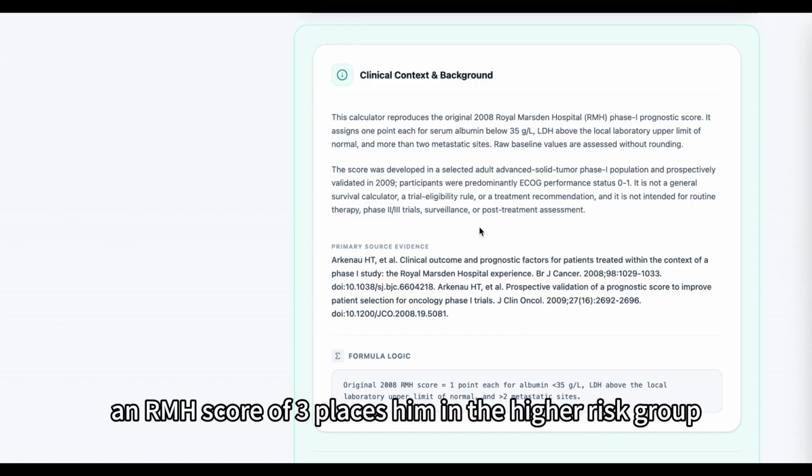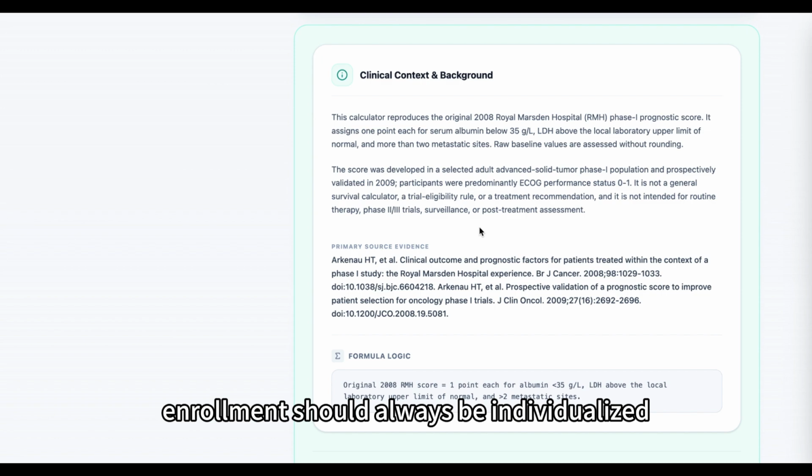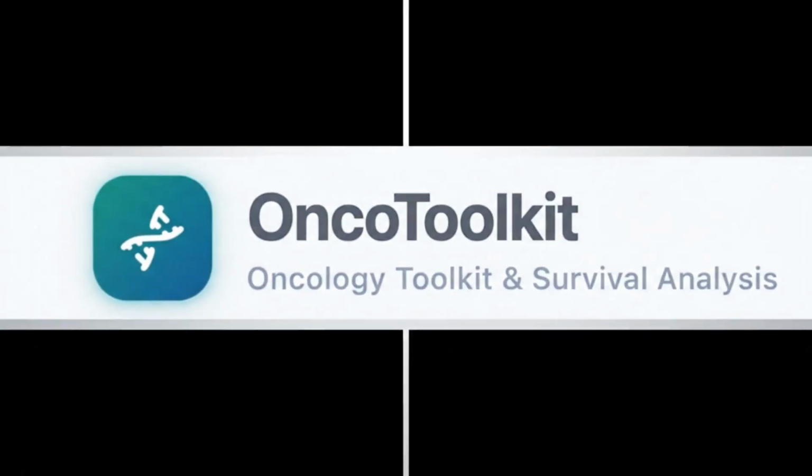For this patient, an RMH score of 3 places him in the higher risk group. Although this score provides valuable historical prognostic information, treatment planning and clinical trial enrollment should always be individualized. For more oncology calculators and clinical decision support tools, explore the OncoToolkit.